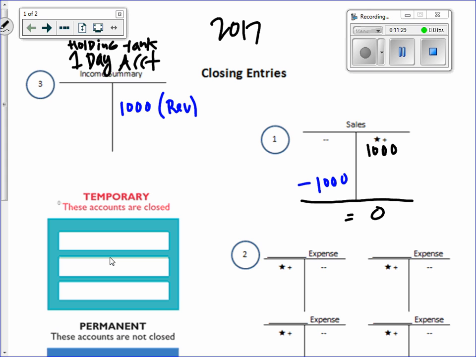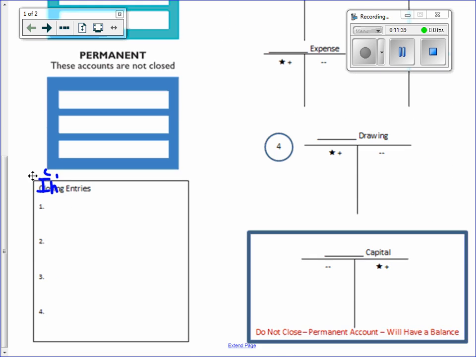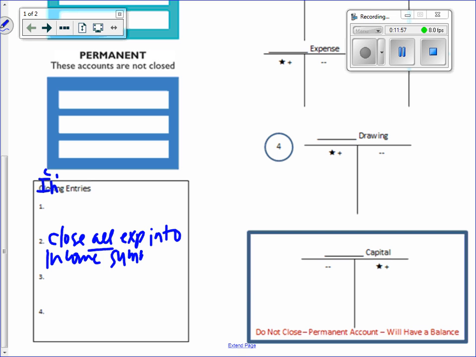Okay. Let's move on to the expenses. I don't want to have to scroll because I'm going to have to. Hang on. The second thing that I'd like you to put down here, the second one, close all expenses into income summary. How many days of the fiscal year do we use the income summary? One. When we're doing the closing entries.